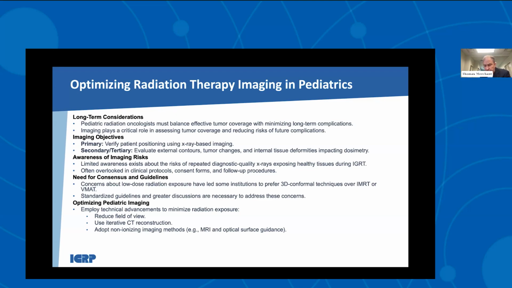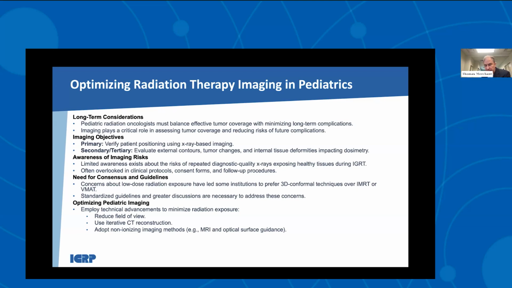And as mentioned by others today, there is insufficient awareness among healthcare providers about the risk of exposing healthy tissues to repeat diagnostic quality X-rays during IGRT, and this is often overlooked in clinical protocols, even at the level of the pediatric cooperative groups. So consent forms and follow-up procedures are required. Despite the benefits of IGRT, concerns about low-dose radiation exposure have led some institutions to favor 3D conformal techniques over the more advanced photon techniques. Greater discussion and standardization of guidelines is needed.